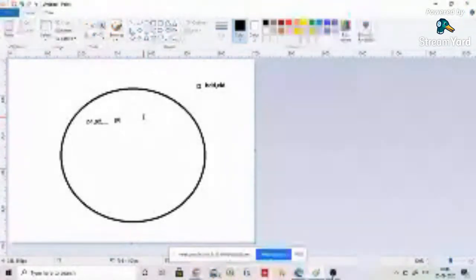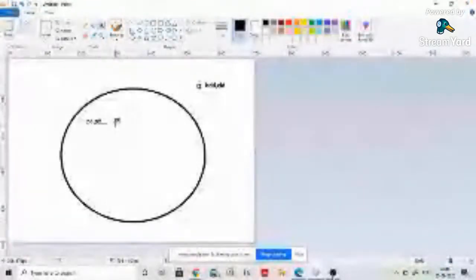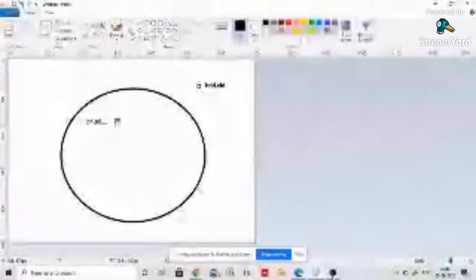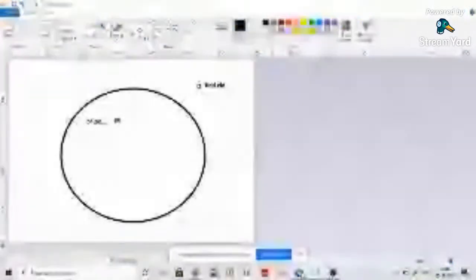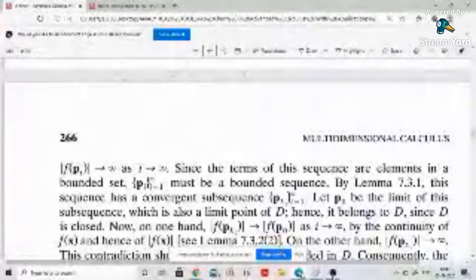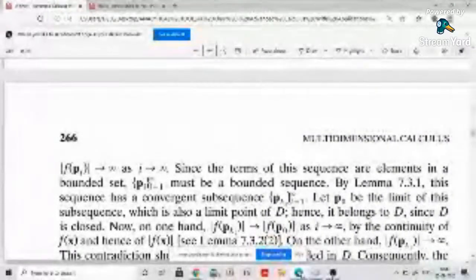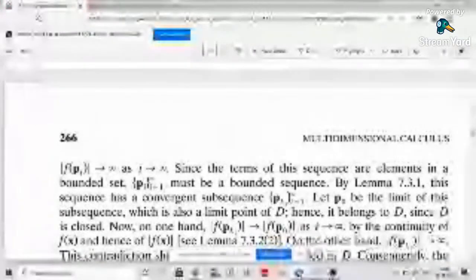D has the property that D is a closed set. So every convergent sequence in that set will have its limit also belonging to that set D. Okay, that is it. So P naught is the limit of the subsequence, which is also a limit point of D, and hence it belongs to D. Okay, the reason is D is closed.